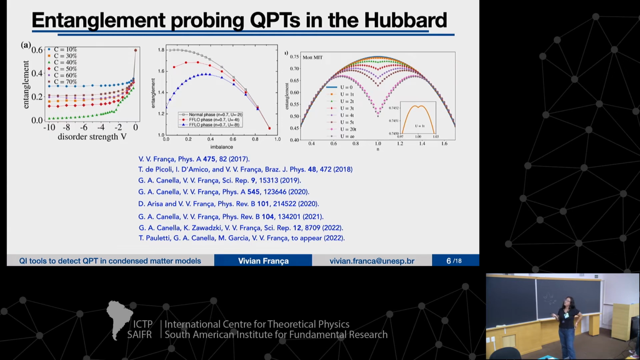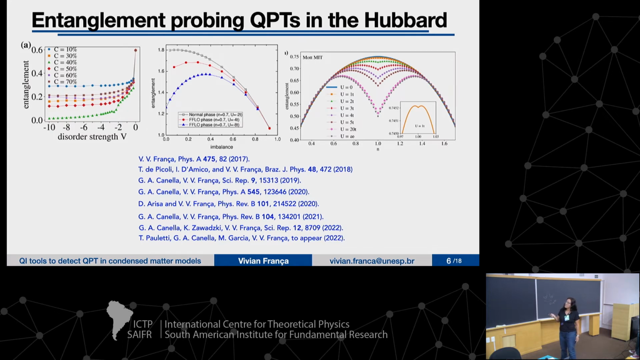So for example, here, I have the entanglement being quantified by the von Neumann, by the linear one. And this is the disorder strength. So I have the Hubbard model with a certain concentration of impurities there. So point-like impurities in this concentration.